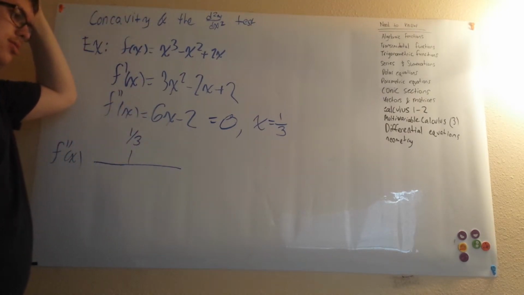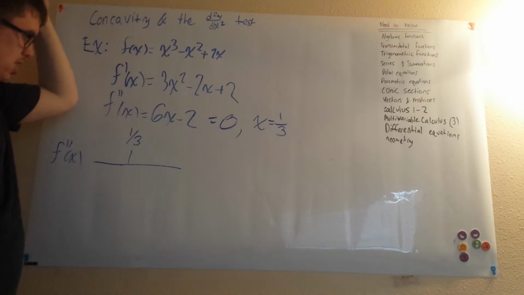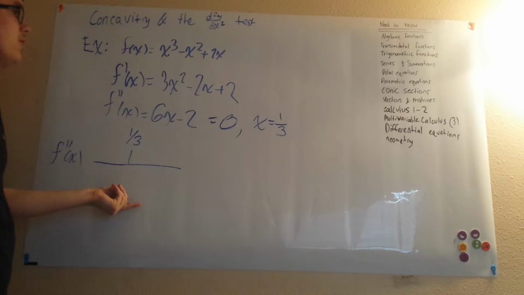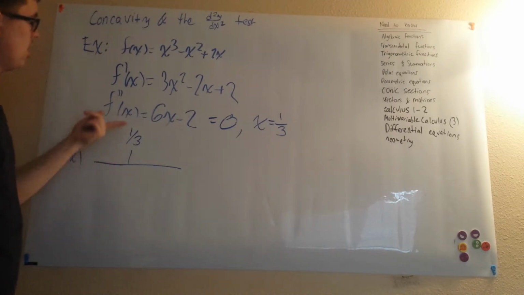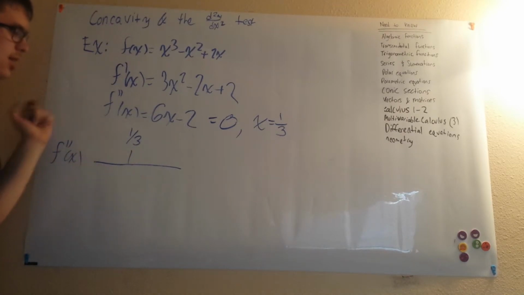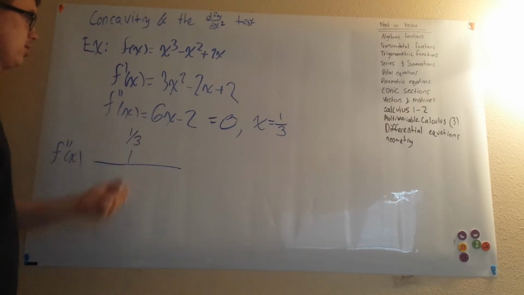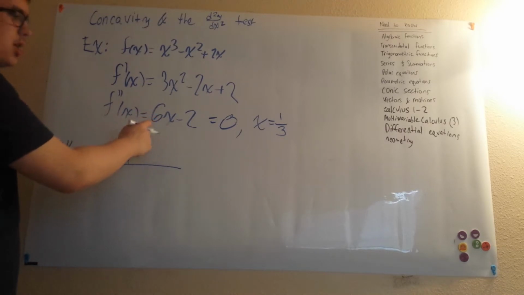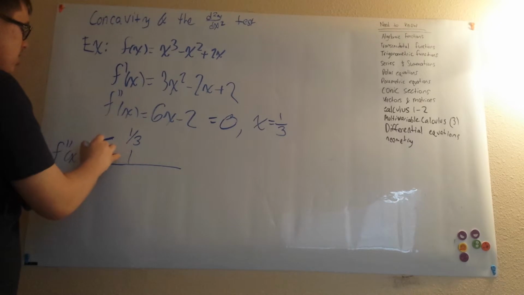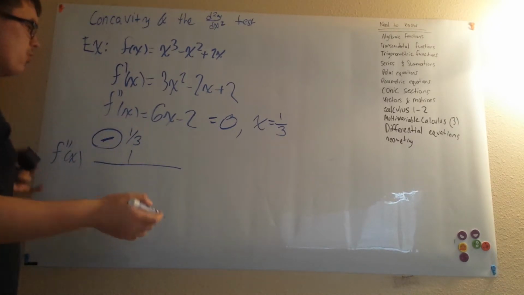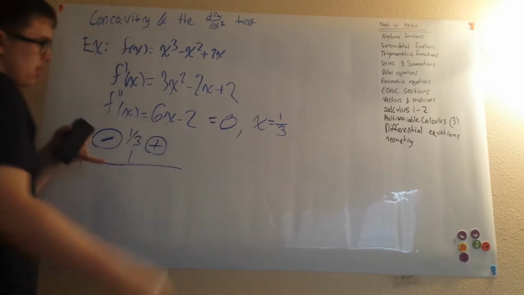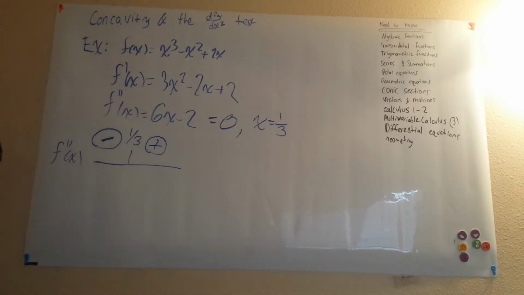Now another thing is, these possible points of inflection can also occur when the second derivative is undefined. But this is never undefined. So let's plug in a point less than 1/3, like 0, into this. If you plug in 0 into the second derivative, you get a negative. What if you plug in 1? Well, you get a positive number. Something bigger than 1/3. You could plug in any number.